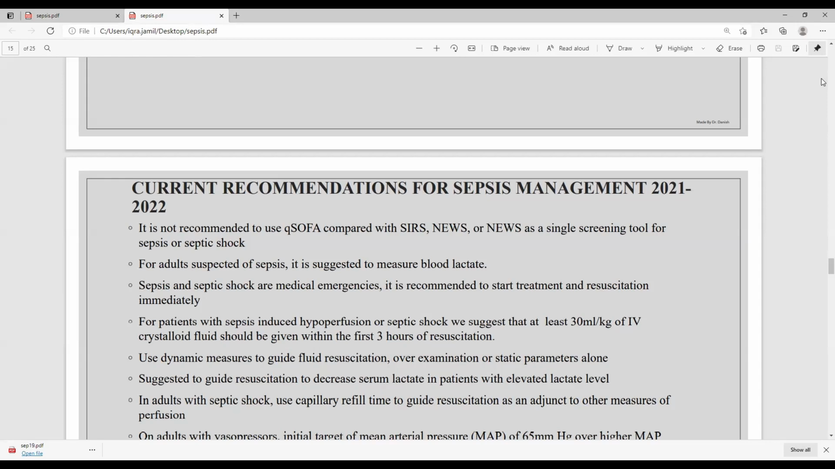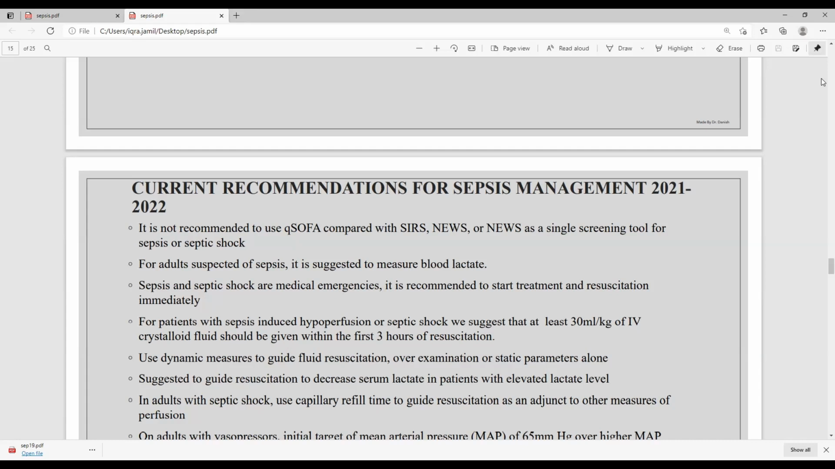It is not recommended to use qSOFA compared with SIRS, NEWS or MEWS as a single screening tool for sepsis or septic shock. The second is not MUSE, this is MEWS, modified early warning score. Modified means that of the six parameters, oxygen saturation has been removed. So that converted it from the national early warning score to the modified early warning score.